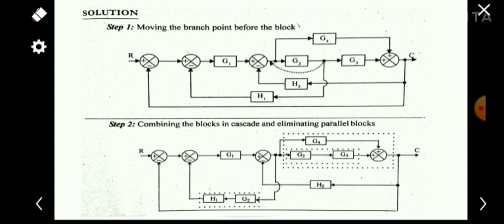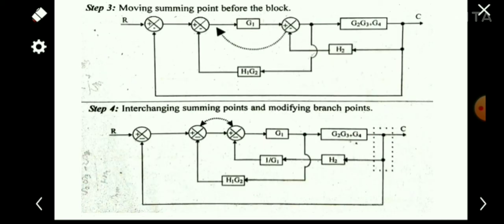Okay, so in the next step we can simply combine these two blocks as G2 G1, G2 H1. And so this loop becomes G2 G3 plus G4. We can simply combine these blocks. Both the directions are the same, this is not a feedback loop, so we can simply add these values together. So in the next figure we can see G2 G3 plus G4, and this becomes G2 H1 G2.